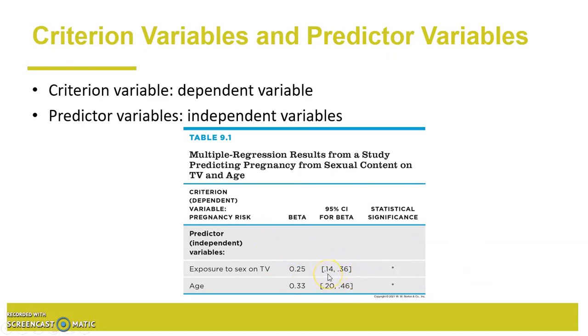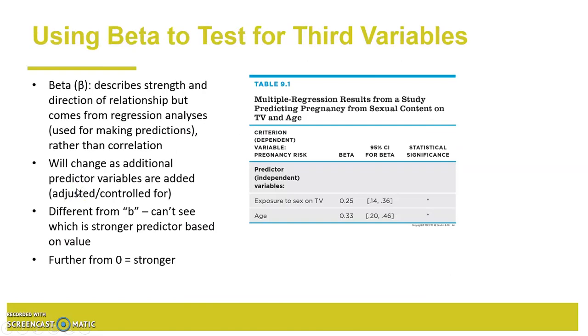There's also a 95% confidence interval that gives you an idea of the precision from their data. And then the star indicates statistical significance, which means it has a low p-value, unlikely to be attributable just to chance variation. Okay, so beta is sometimes represented with the Greek letter beta. It's kind of similar to correlation in that it describes the strength and direction of a relationship, but it comes not from a correlation analysis like a Pearson correlation, but from regression. Okay, the difference is that regression is used for actually making predictions.